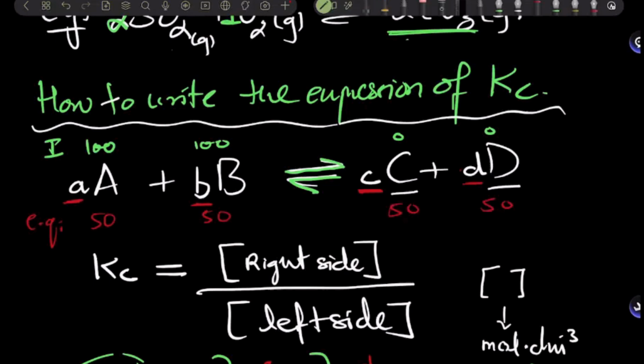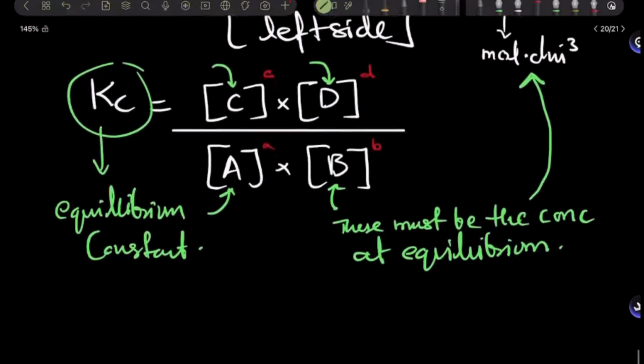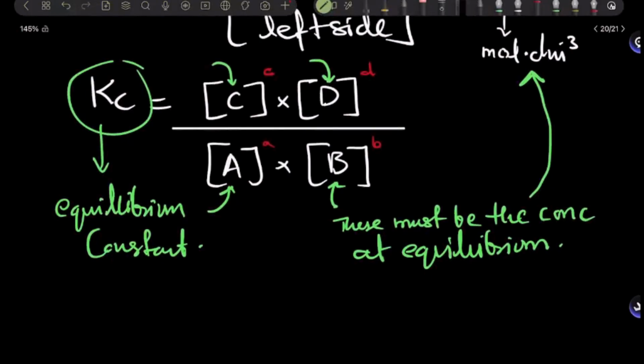Which of these concentrations should I be inserting in the Kc expression in order to find the equilibrium constant's value or the Kc value? The equilibrium ones or the initial ones? The equilibrium. Yep, the equilibrium ones, right? And I need to make sure that they are not in any other unit except for mole per dm cube. All right. Once they're all in mole per dm cube, you can now insert them in the Kc expression and then solve for the value of Kc. Are we clear? Yep. All right.